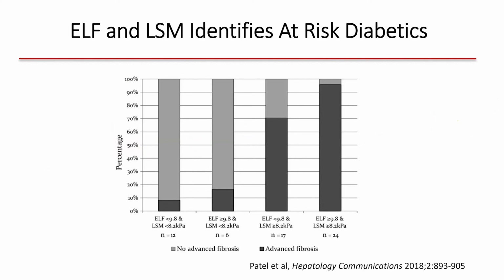So this is an example of how we can use ELF and liver stiffness. This is a study that showed that if you combine ELF with liver stiffness, you can identify patients with significant fibrosis. Again, these are data that need to be better fleshed out and evaluated. But this shows theoretically how something like ELF and liver stiffness can be used in clinical practice.